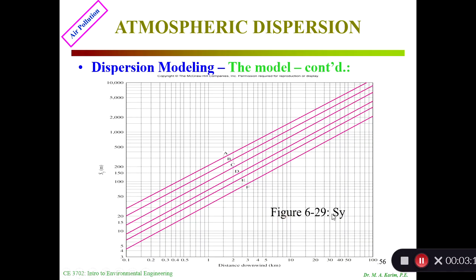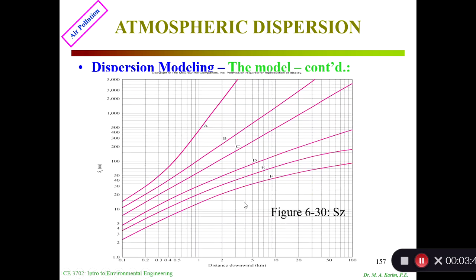So this is figure 6.29 for SY. This has the distance downwind, in kilometers. These are stability categories, and we'll discuss those: A, B, C, D, E, F. You remember neutral, stable, and unstable. They have some kind of subcategories. Out of the 3, now they became 6, so I'll discuss those here a little bit. So this is for SZ for this stability group or class A, B, C, D, E, F, at all of those distances.